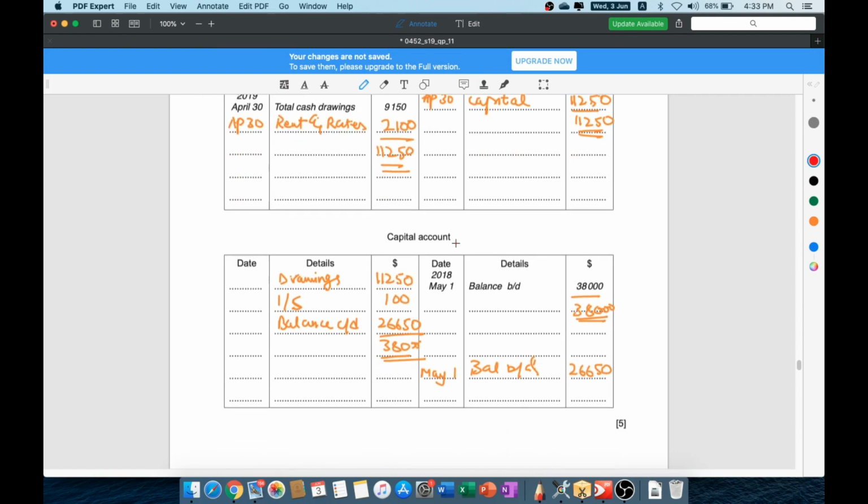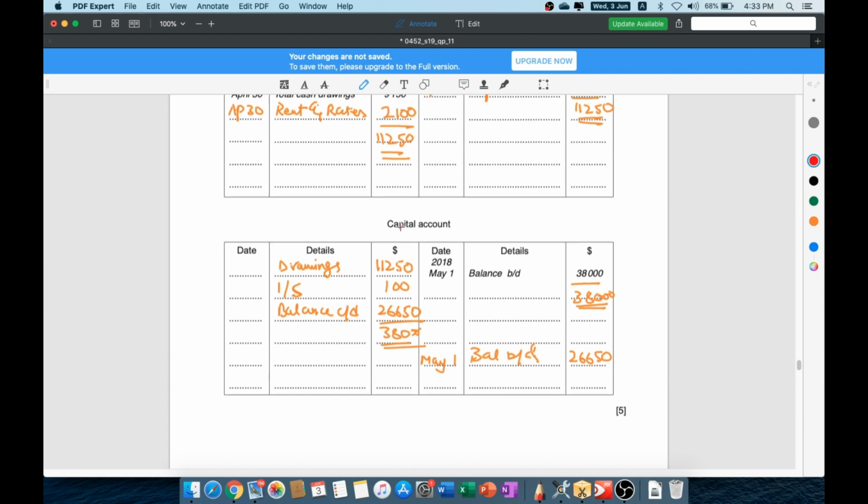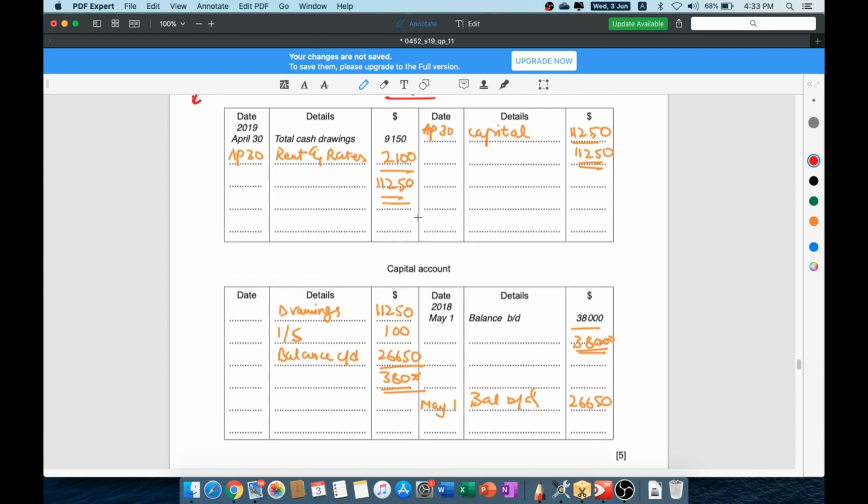All right, so next is the capital account. I just told you: credit drawings, debit capital. Capital is credit in nature. To increase it, we credit it. But we're subtracting drawings from capital. That means we're debiting the capital account, right? So here it is, drawings 11,250, and we're debiting the capital account because drawings decrease the capital.